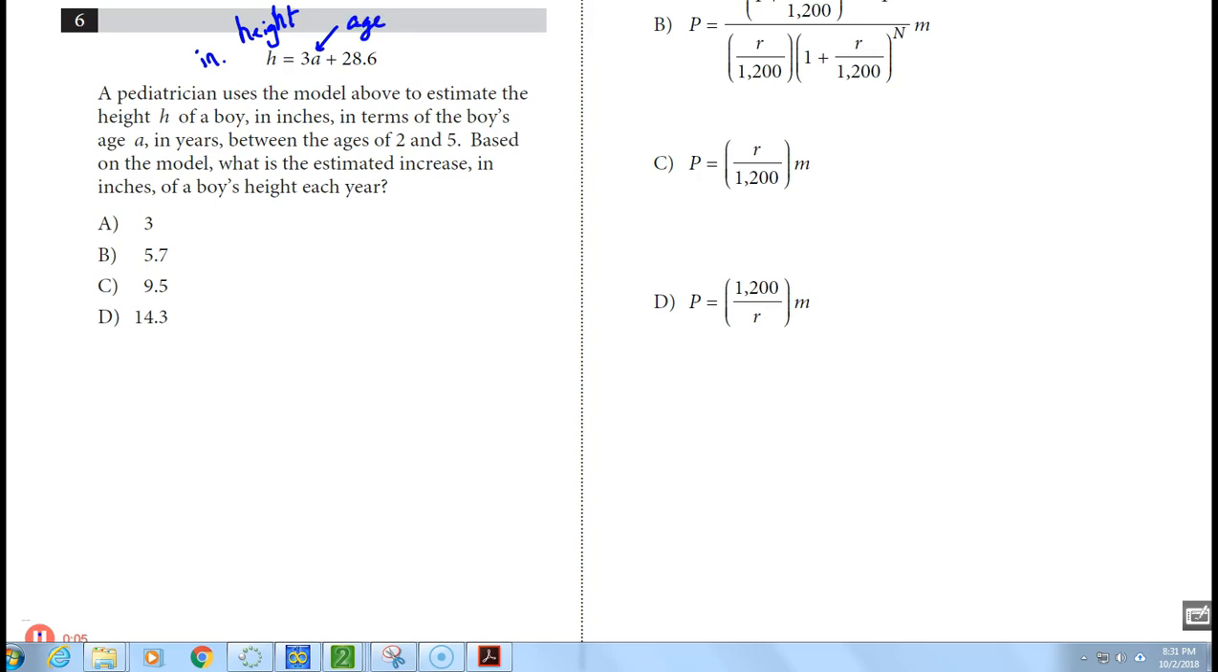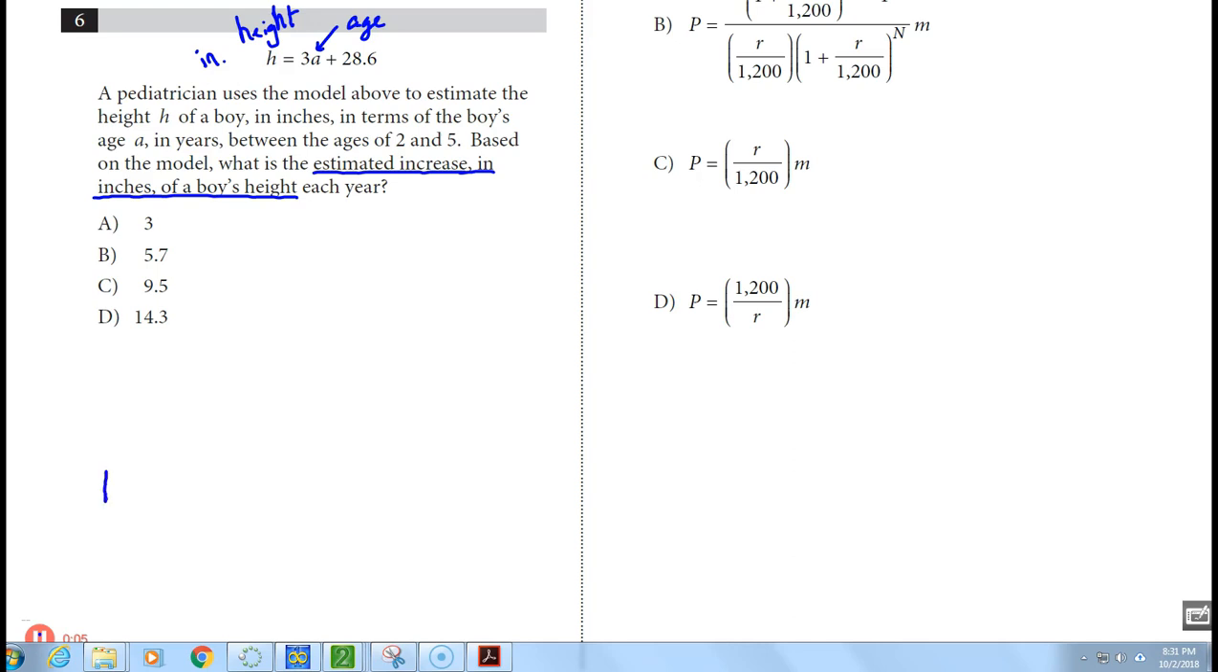Between the ages of 2 and 5. So if you're younger than 2 or older than 5, this model does not work. Based on the model, what is the estimated increase in inches of a boy's height each year? So we're trying to figure out how much they're predicting he's going to grow each year in inches.